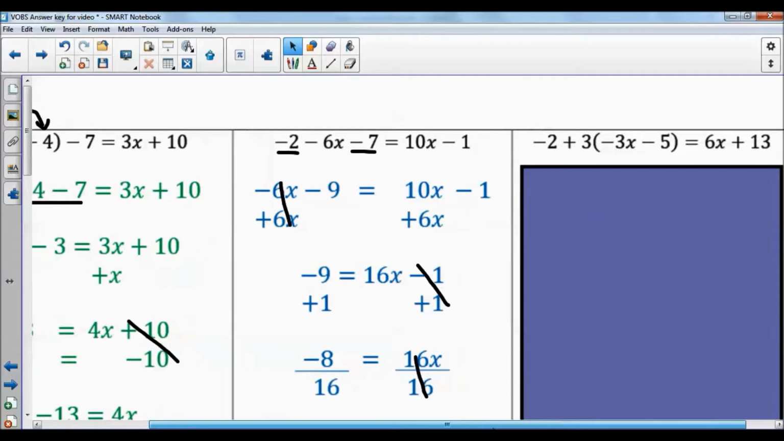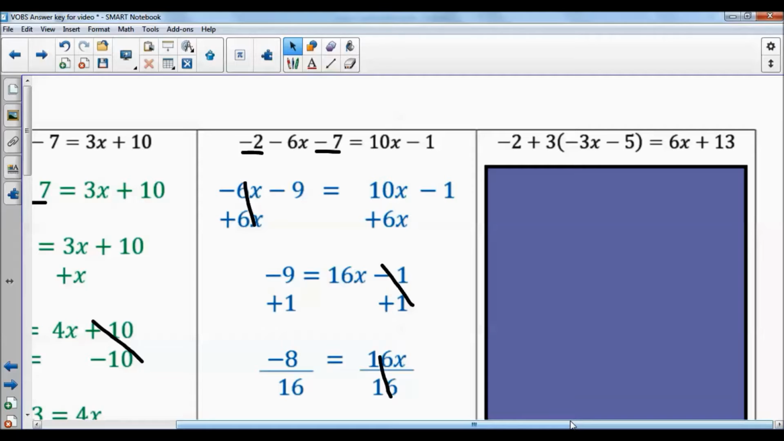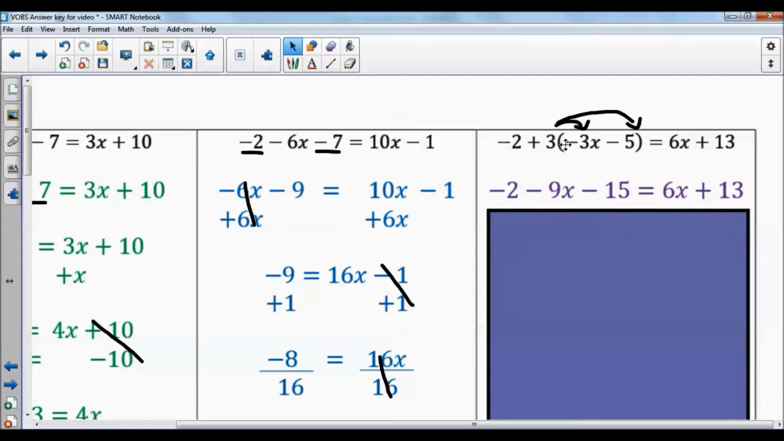Okay, our last one that we're going to do together is negative 2 plus 3 parentheses negative 3x minus 5 is equal to 6x plus 13. So again, we're going to look for distributive property first, and we actually do have a distributive property here. Okay, we're going to distribute this 3 to everything inside the parentheses. So we're going to keep this negative 2 out in front, but then 3 times negative 3 is negative 9x's, 3 times negative 5 is negative 15.